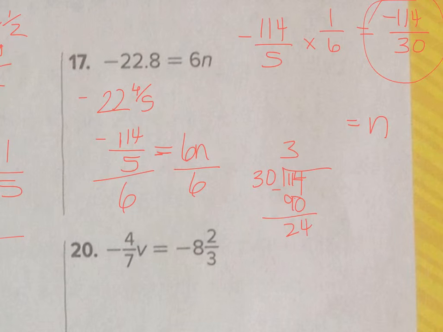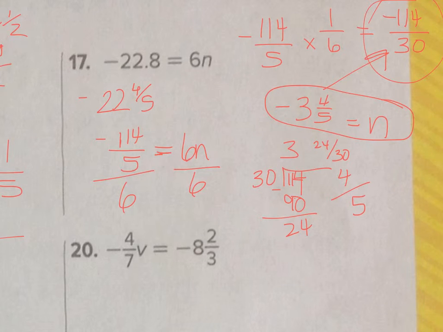24. And we know that 6 can go into both these numbers, so when we have 24 over 30, we can simplify that fraction to be 30 divided by 6 is 5, and 24 divided by 6 is 4. So our answer for n would be negative, because remember the negative up here, negative 3 4/5. And to double check our answer, if we were to put it back into 6, when we take negative 3 4/5 times 6, we would get a negative 22.8, because a positive times a negative would give us a negative answer.